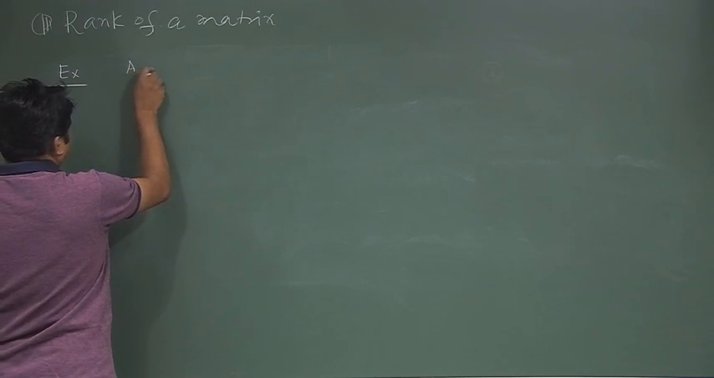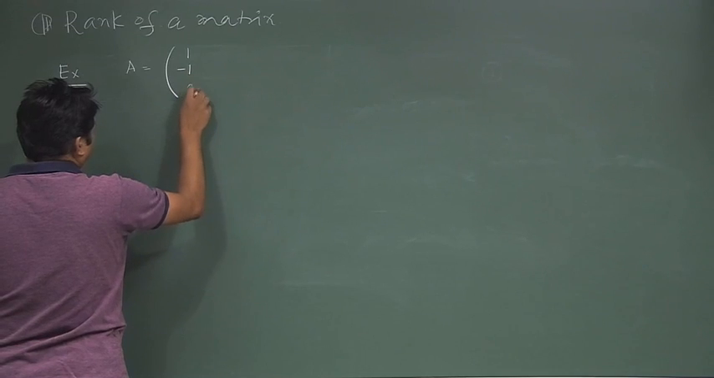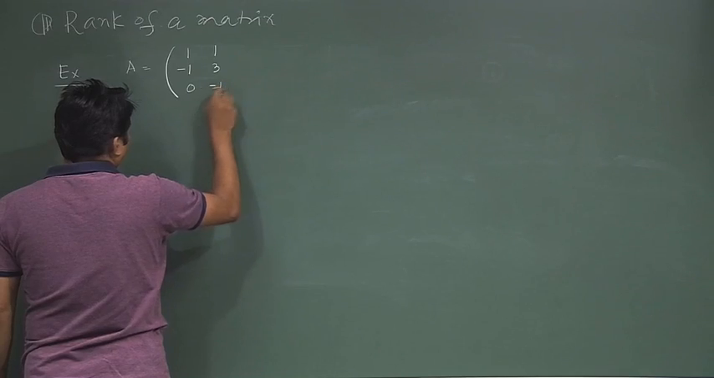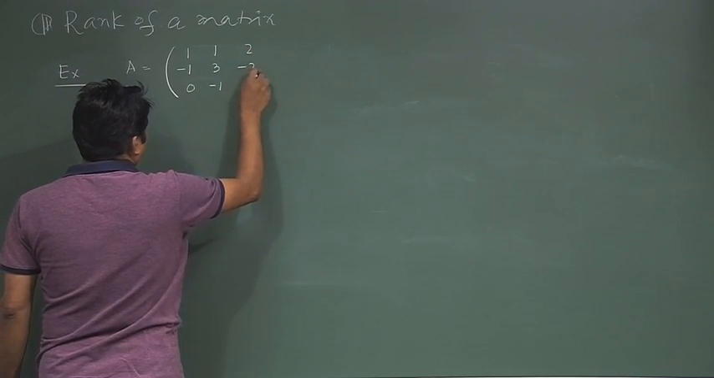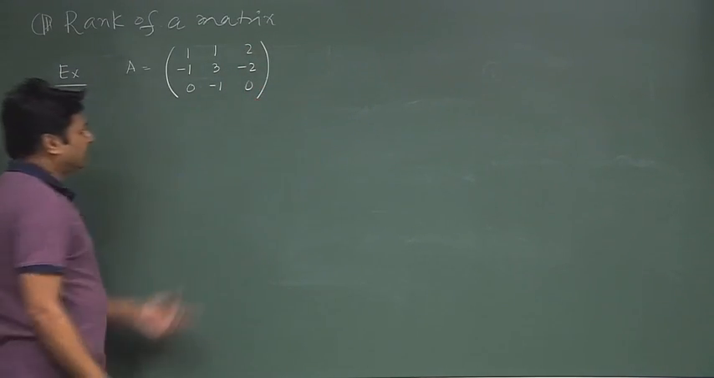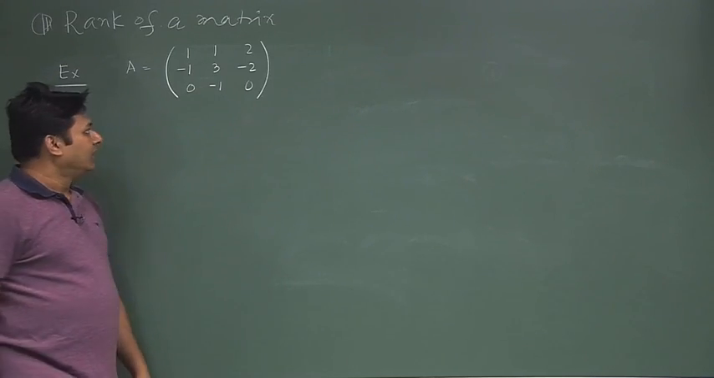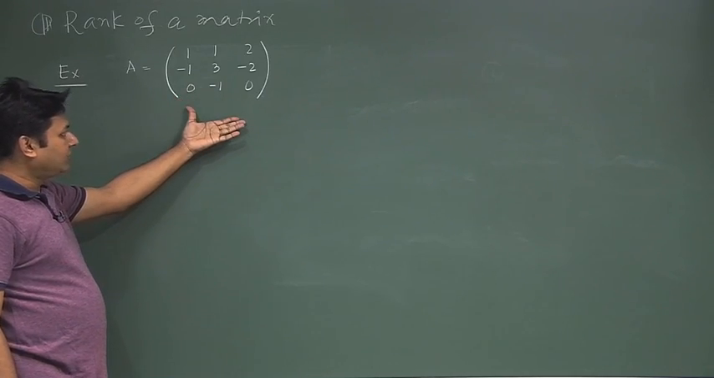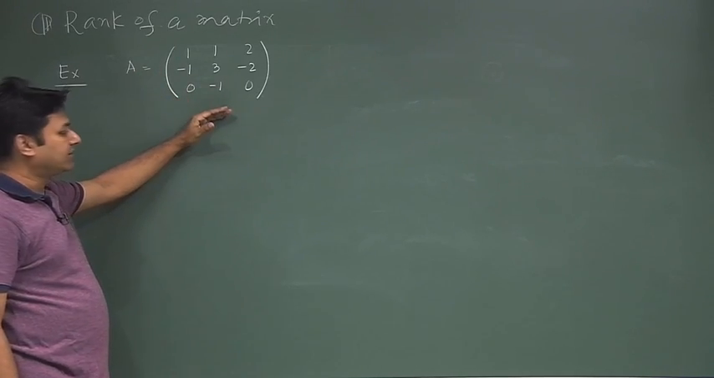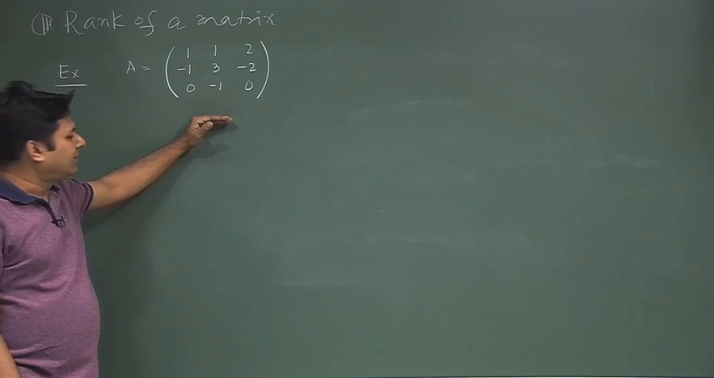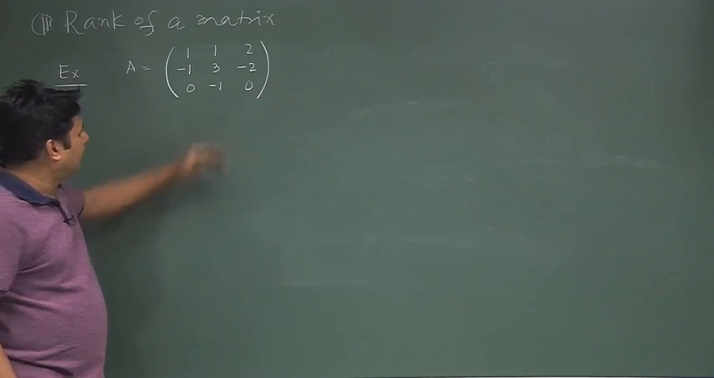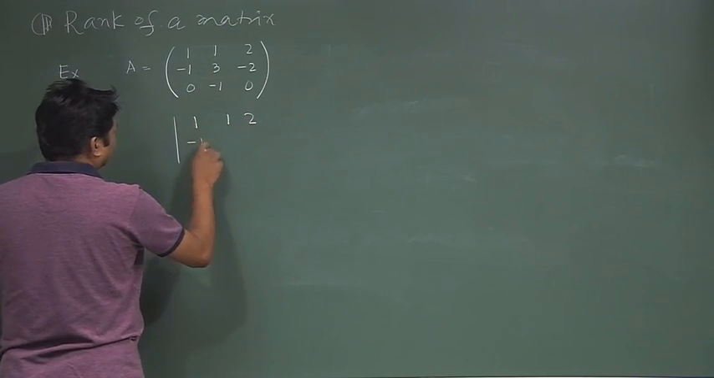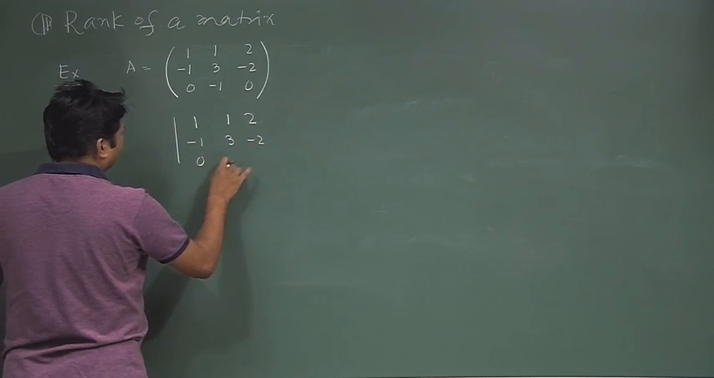Say A is 1 minus 1 0, 1 3 minus 1, and 2 minus 2 0. This is the matrix I have. So, first I need to check whether the determinant of this matrix is 0 or not. If the determinant is non-zero, then, since this is a 3 by 3 matrix, readily I can say that the rank of this matrix is 3. So, now the determinant: 1 1 2, minus 1 3 minus 2, 0 minus 1 0.